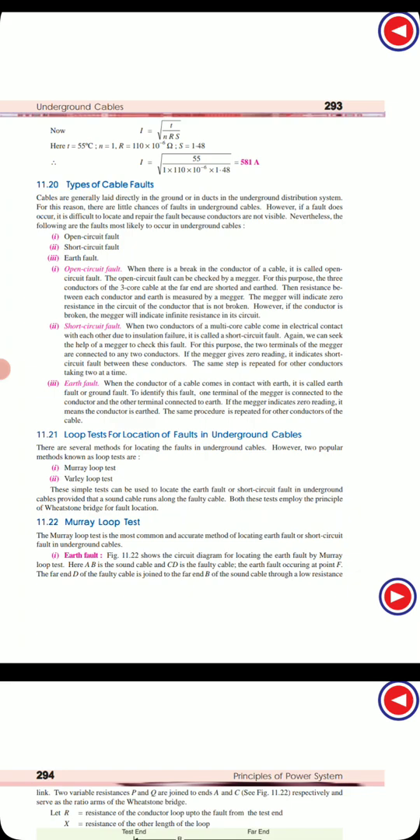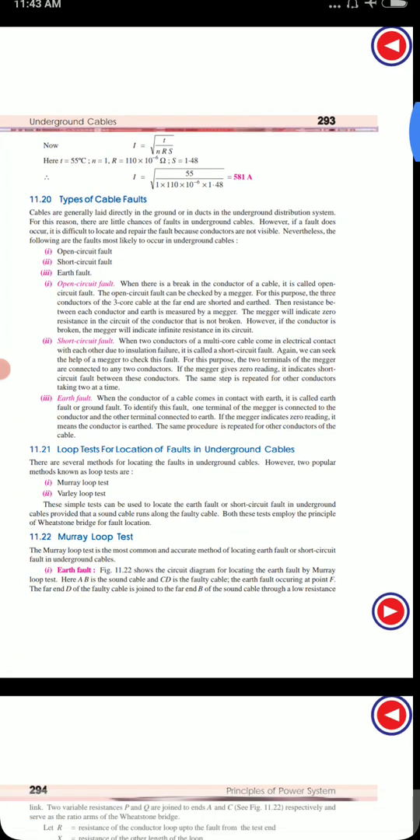We can classify these faults in three different ways. The first one is the open circuit fault, the second one is the short circuit fault, and the third one is the earth fault. As far as the open circuit fault is concerned, it is the chance of any one conductor becoming open. Out of a bunch of conductors, usually three or four, in a three wire system we have three conductors. With one neutral, we will have four wires.